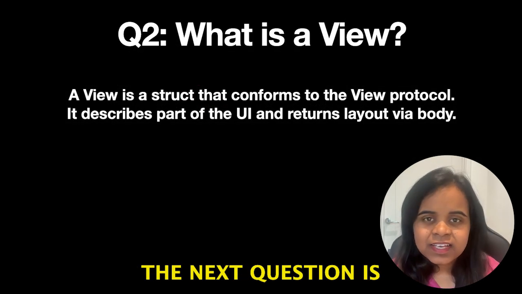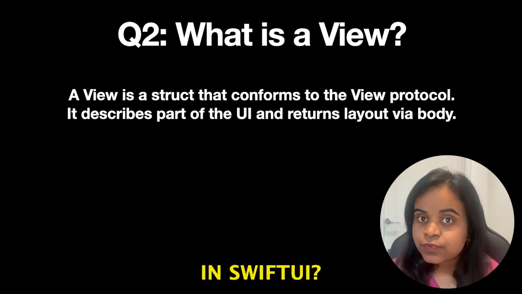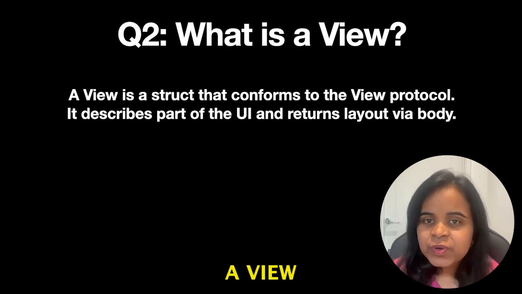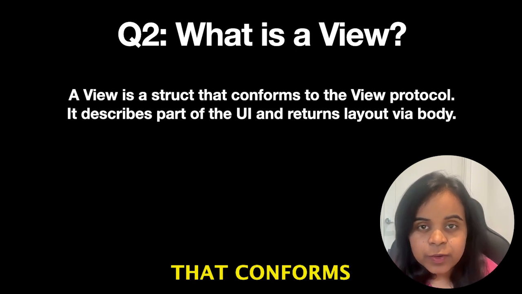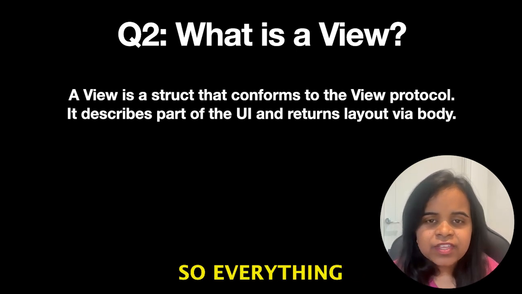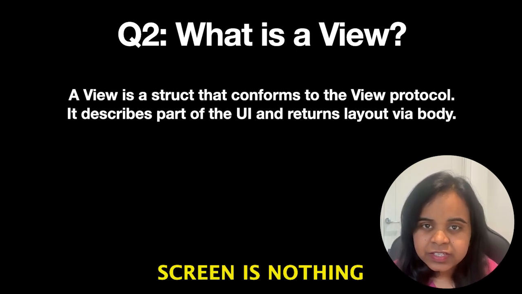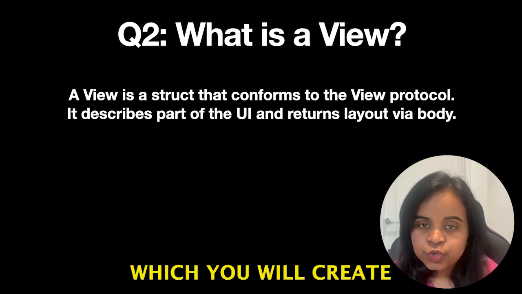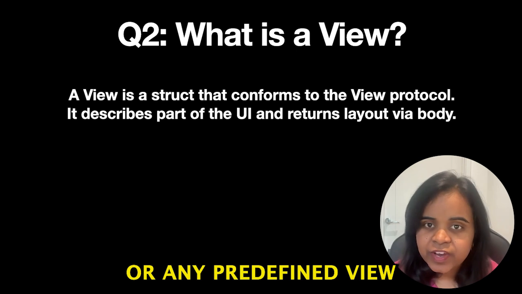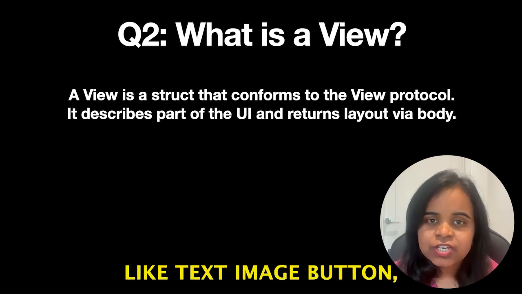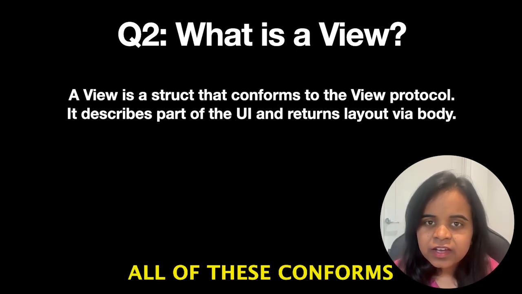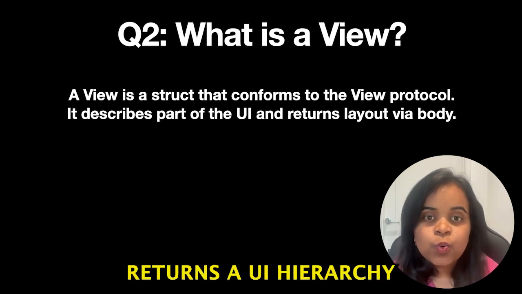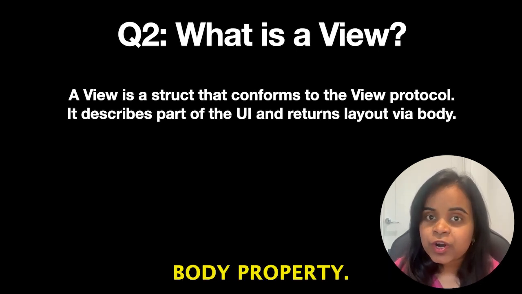The next question is, what is a view in SwiftUI? So in SwiftUI, everything is a view. A view in SwiftUI is a struct that conforms to the View protocol. So everything which you see on your UI screen is nothing but a view. From a custom view which you will create or any predefined view like Text, Image, Button, all of these conform to the View protocol. And the View protocol returns a UI hierarchy through its body property.